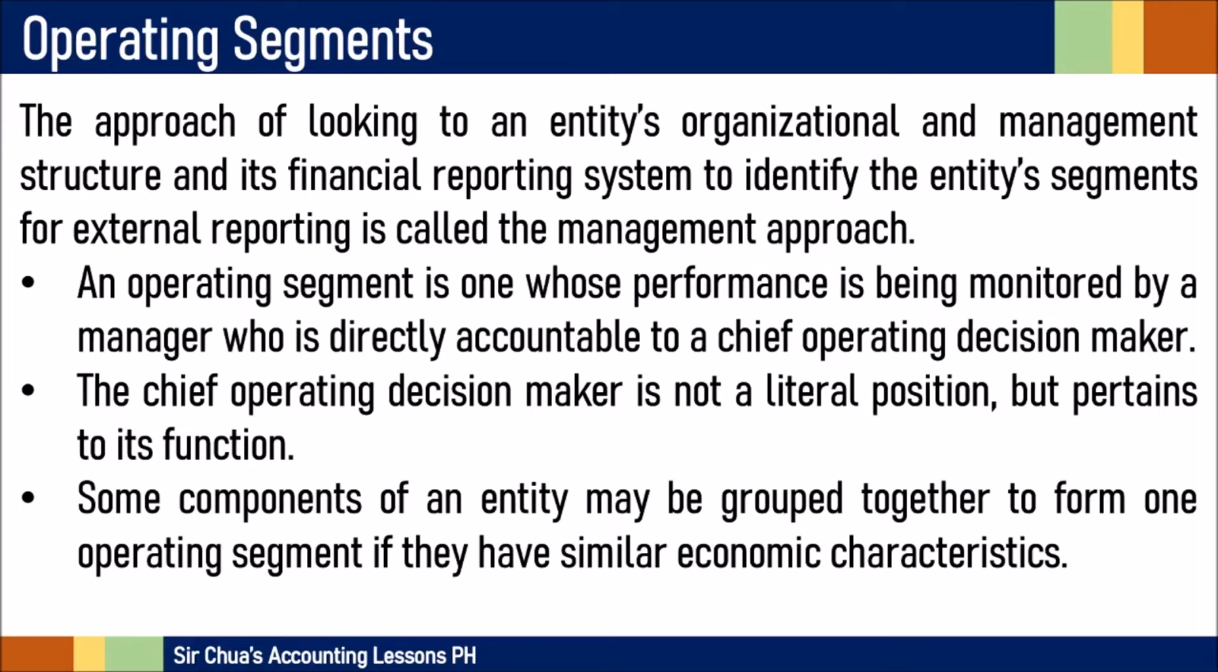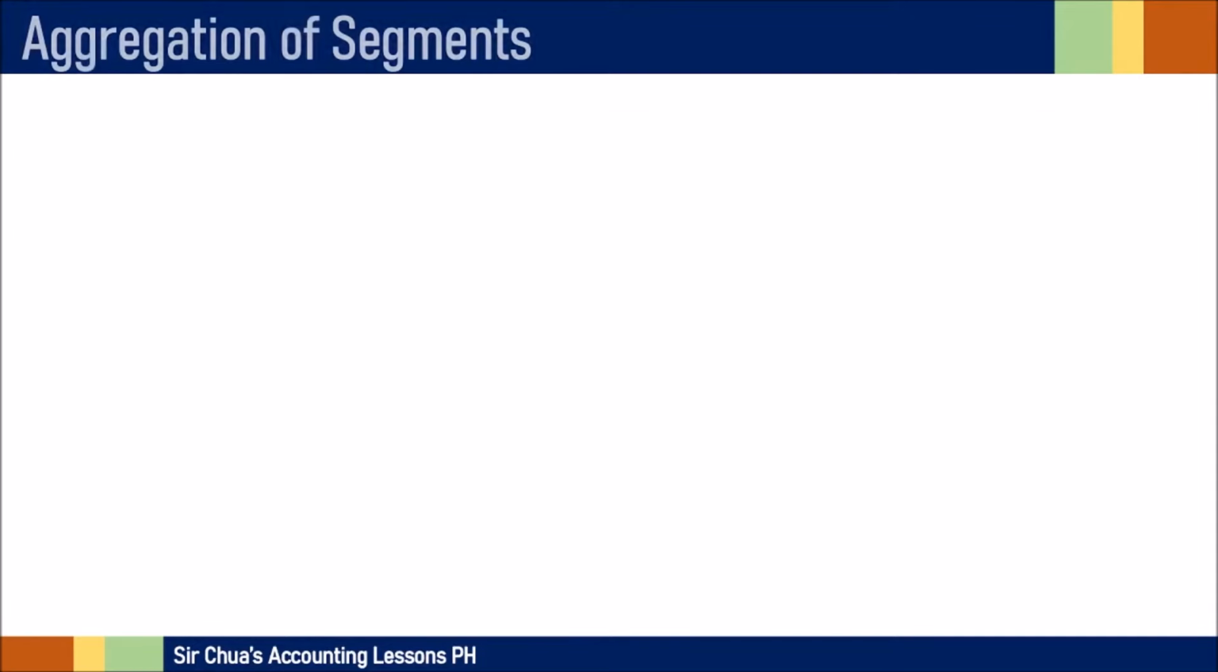Now, according to the standard, the phrase chief operating decision maker is not literally a position na kailangan nating hanapin sa entity, but it pertains to the function of the chief operating decision maker, like the CEO, parang ganon. Some components of an entity may be grouped together to form one operating segment if they have similar economic characteristics. So, kung yung separate segments naman daw po ay pare-pareho lang naman halos ng characteristics, you can actually group them together. Okay? So, yun po.